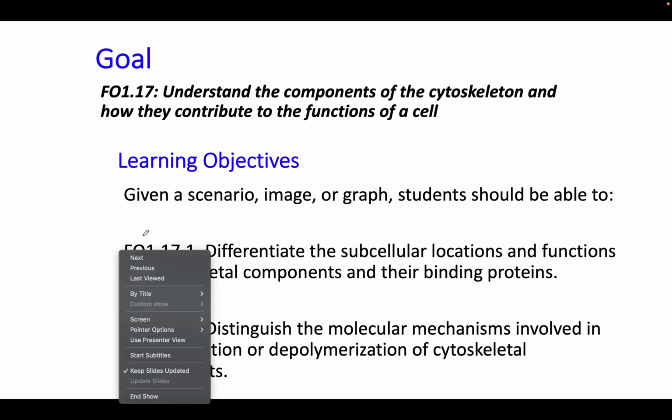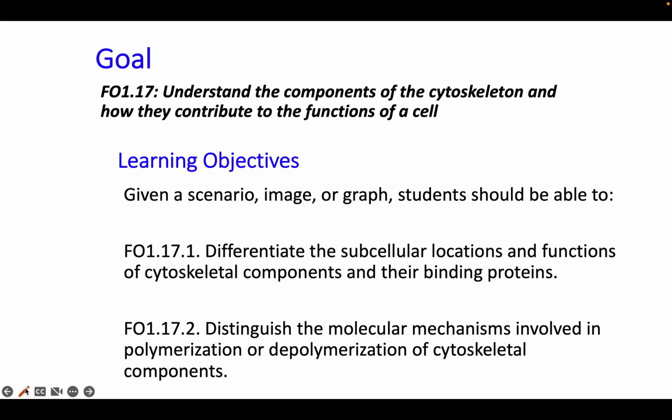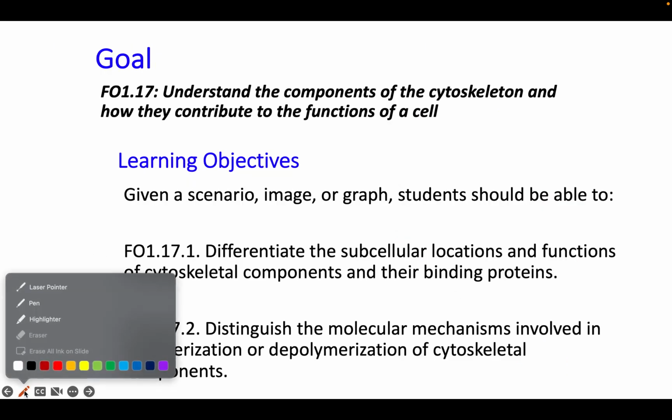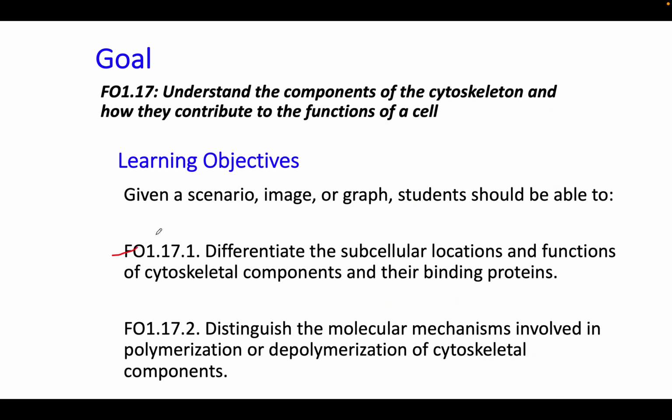Taking a look at the first learning objective, we're going to be looking at where within the cell our microfilaments are found, what their functions are, and the types of proteins that bind to them to help them perform their functions. We'll also look at how these microfilaments build up and break down, or polymerize and depolymerize, and basically why you need to know about that.